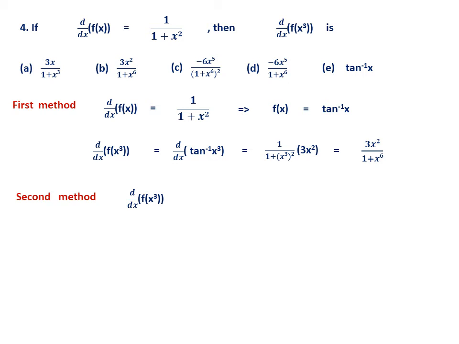Now you see, what I have done is I have taken d by dx of f of x cube only. I am using the chain rule in a different way: d by d(x cube) of f of x cube. I have not shown t, that's all. That x cube is t. That's the meaning. Into d by dx of x cube. This is the chain rule. Now here, d by dx of f of x is 1 by 1 plus x square means d by d(x cube) of f of x cube is 1 by 1 plus x cube square, into the differentiation of x cube, which is 3x square. When you do the simplification you get the same thing.